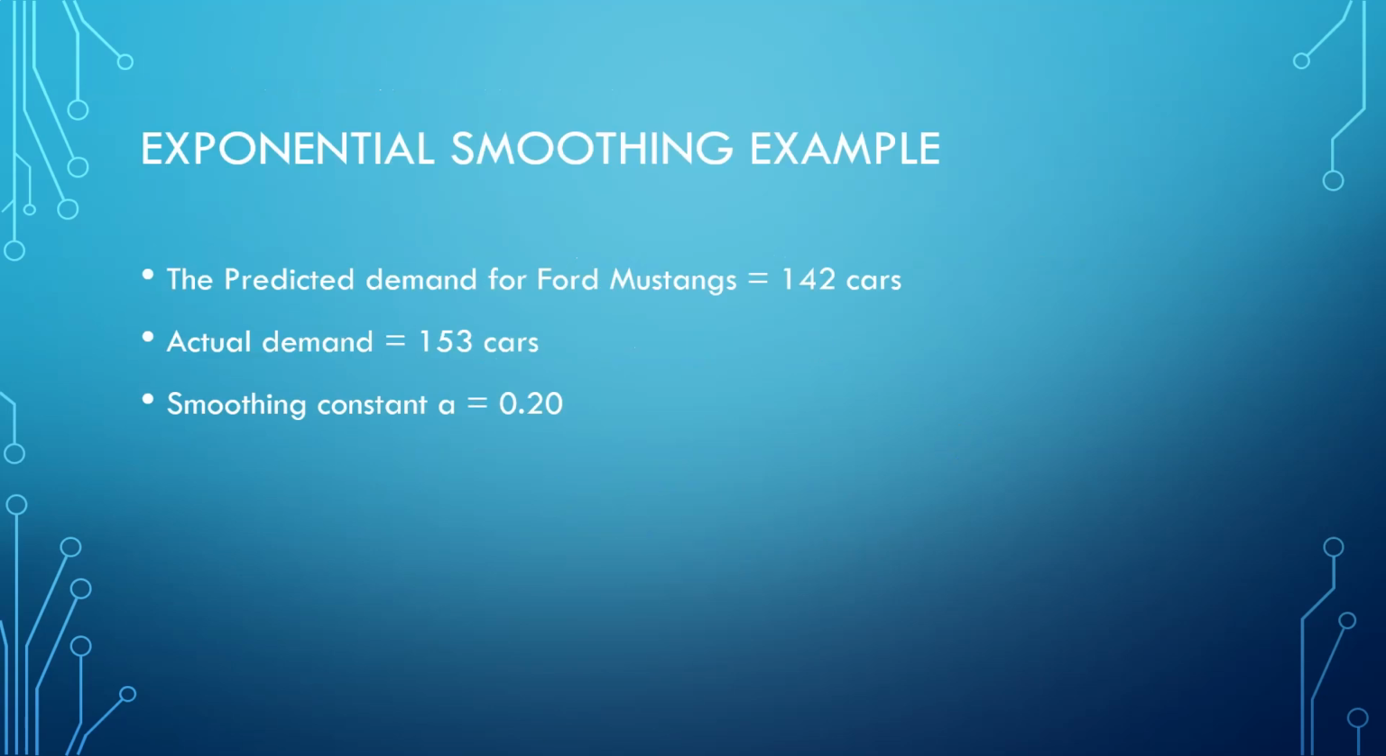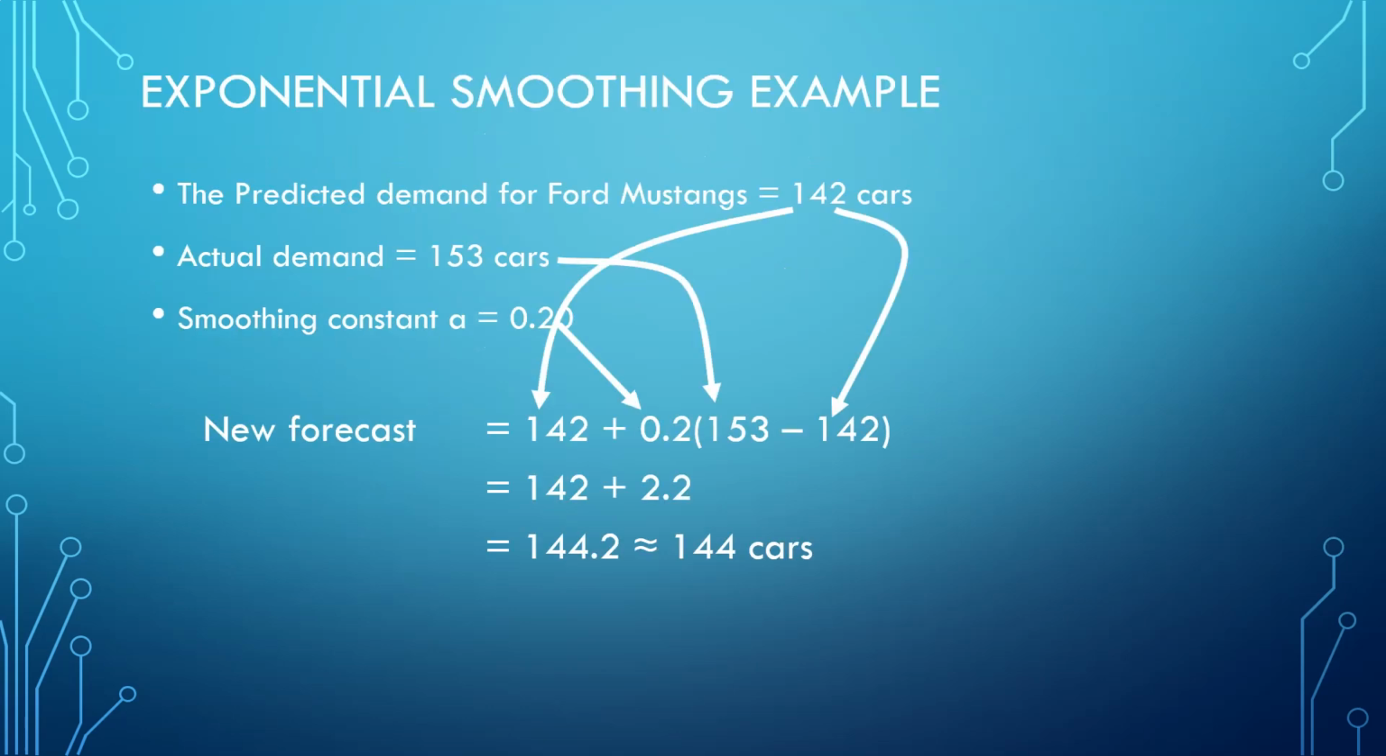The example in this slide assumes that Ford company was trying to predict the market demand for Ford Mustang. The predicted demand is 142 Ford Mustangs. The actual demand is 153. Smoothing factor or constant alpha is equal to 0.2. Substituting the values in the exponential smoothing formula, the new forecast will equal 142 plus 0.2 multiplied by 153 minus 142. That is 142 plus 2.2, which will equal 144.2 or around 144 cars.